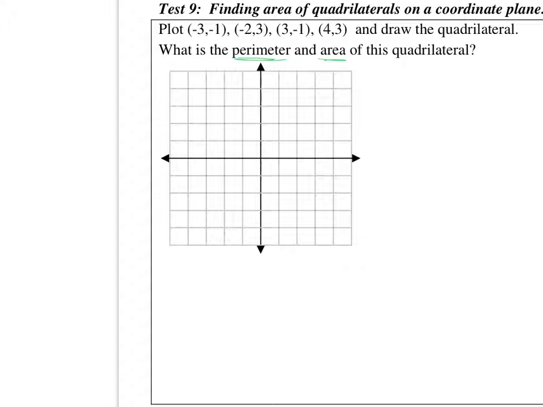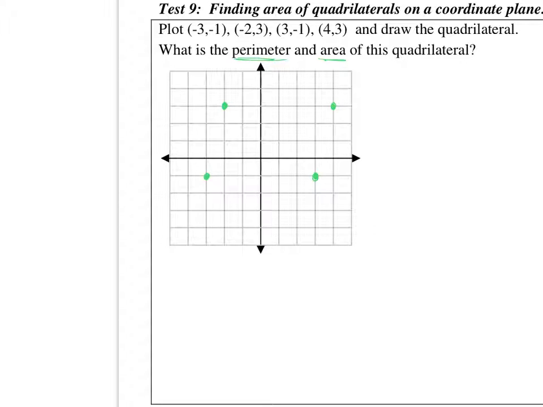The first dot's -3, -1. So -3, -1. Here's the first dot. Then we get -2, 3. So -2, 3. There's another dot. We have 3, -1. So 3, -1 is right there. And we have 4, 3 right there.